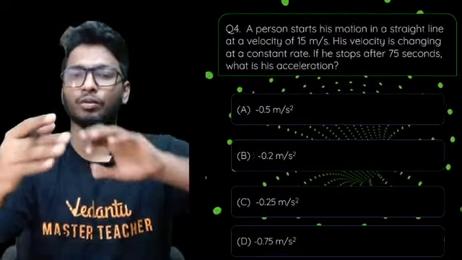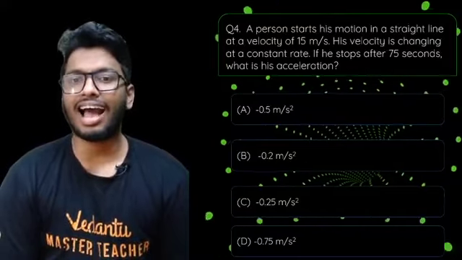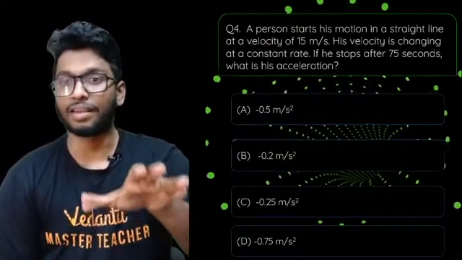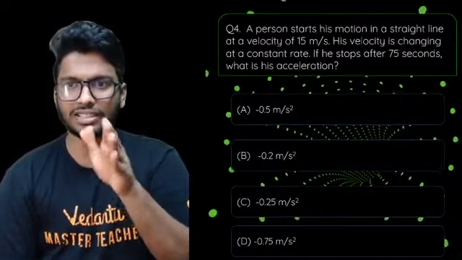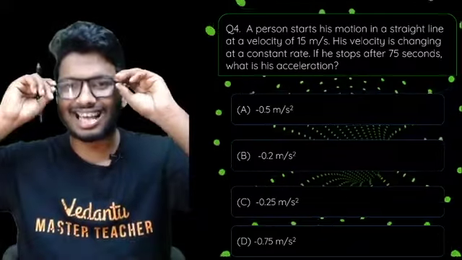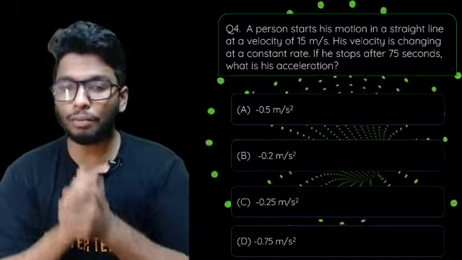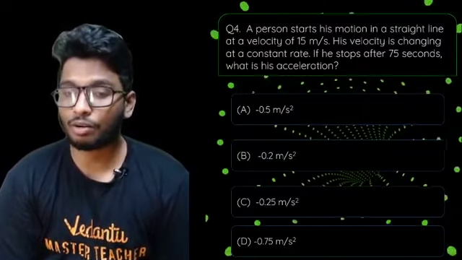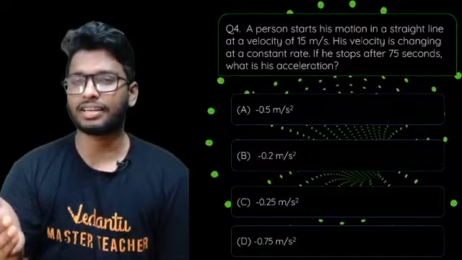Alright, next question, guys. Here we go. A person starts his motion in a straight line at a velocity of 15 meters per second. His velocity is changing at a constant rate. If he stops after 75 seconds, what is his acceleration? Is it minus 0.5 meters per second, minus 0.2 meters per second square, minus 0.25 meters per second square, or minus 0.75 meters per second square?